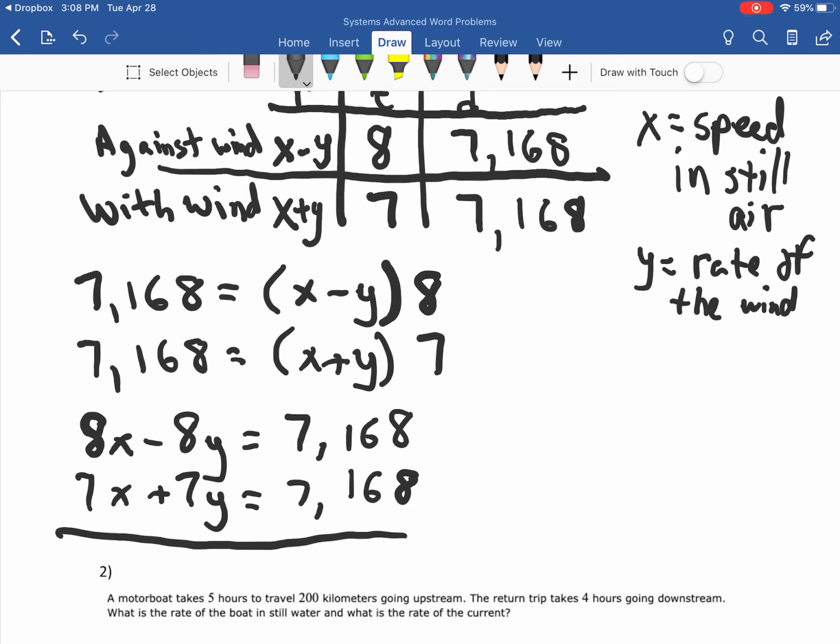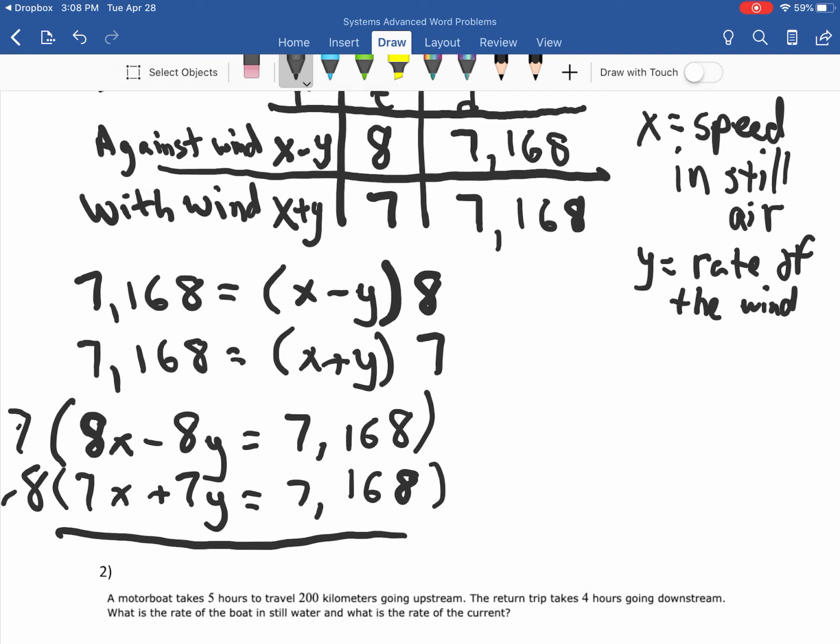All right, so we're going to solve this by elimination, and we're going to need the least common multiple, which for 8 and 7 is 56. So I'm going to make a 56 on top by multiplying everything by 7. And I'm going to make a negative 56 on the bottom by multiplying everything through by a negative 8. Okay.